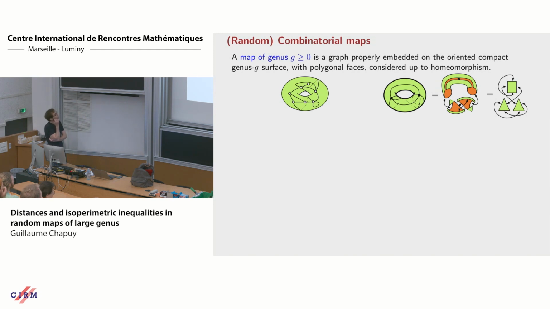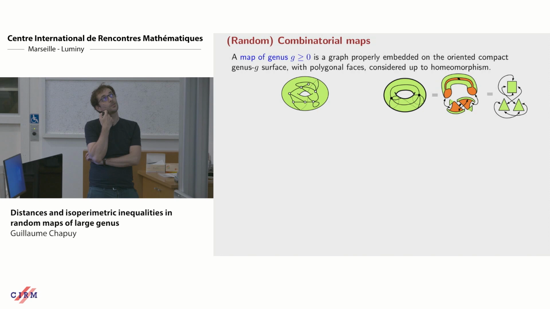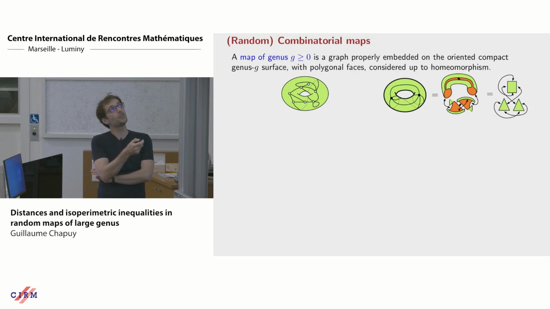I will talk about combinatorial maps. For me, a map of genus G will be something like this. You have a graph, and it is drawn without edge crossings on the oriented compact genus G surface. So no boundary, genus G, and I ask that the faces are disks, or polygons if you wish, and I consider these things up to homeomorphisms. Here my graph is allowed to have little loops or multiple edges. It would be more precisely a multigraph.